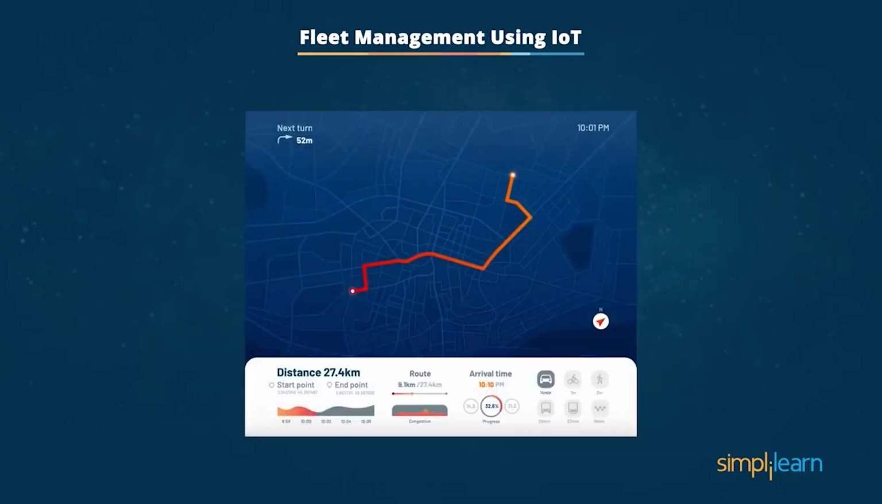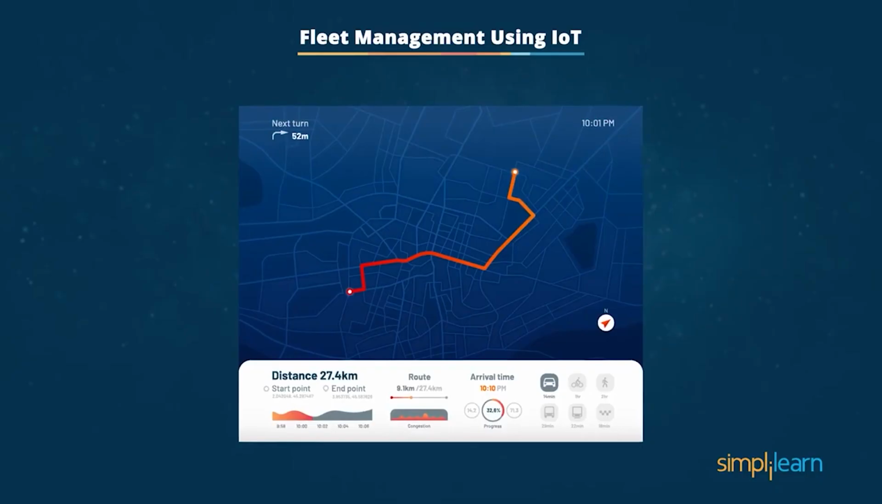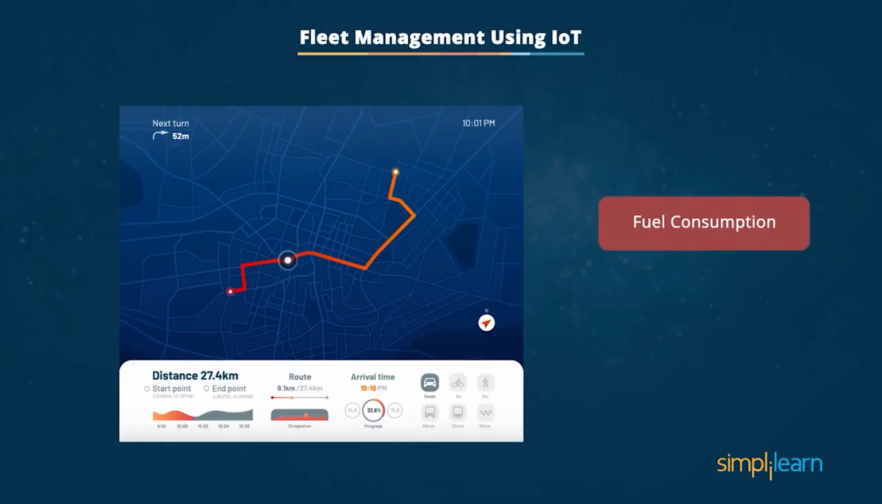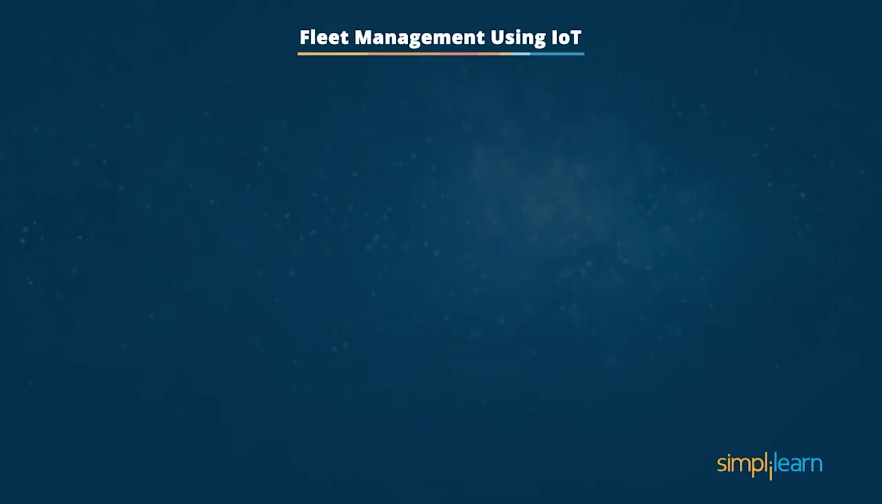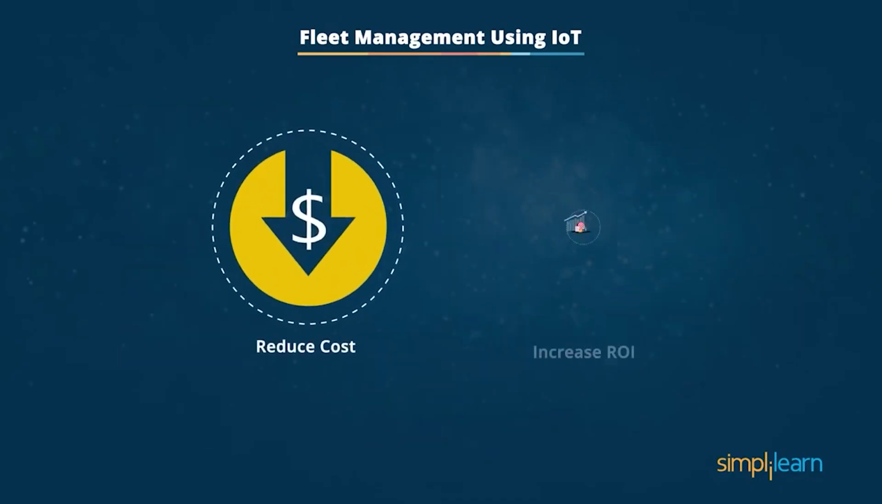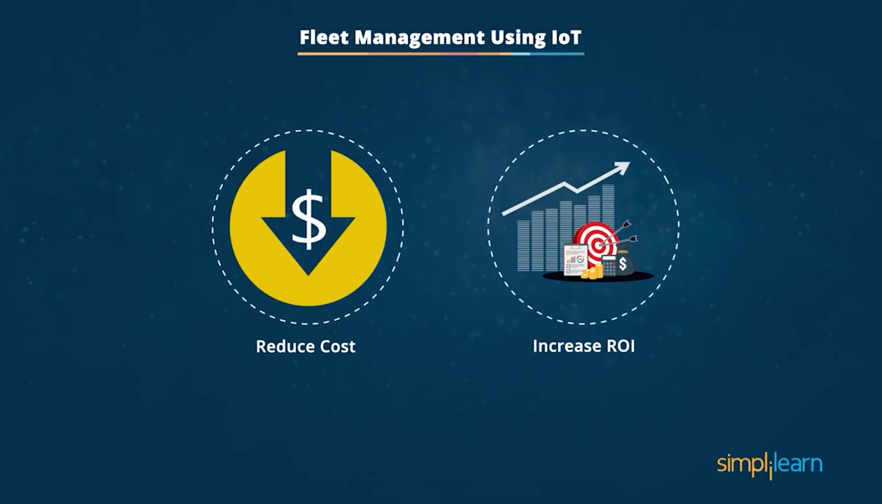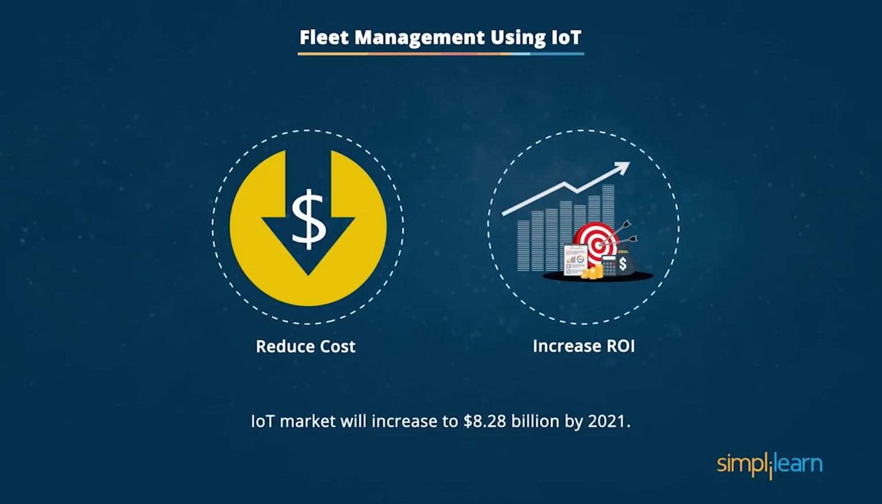You can get real-time information on the routes that the fleet takes. There are OBD devices that can be used to track vehicles' behavior and performance, including fuel consumption and mileage. This can reduce the total cost and provide greater return on investment. According to a recent study, the IoT market will increase to $8.28 billion by 2021.